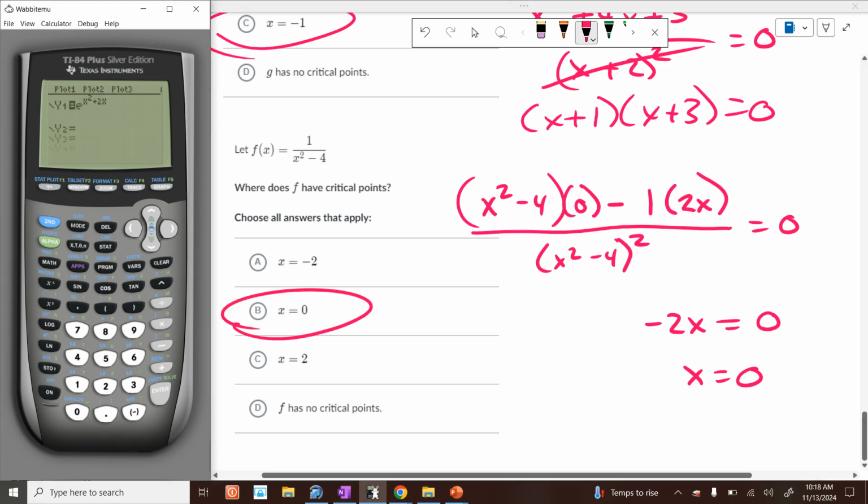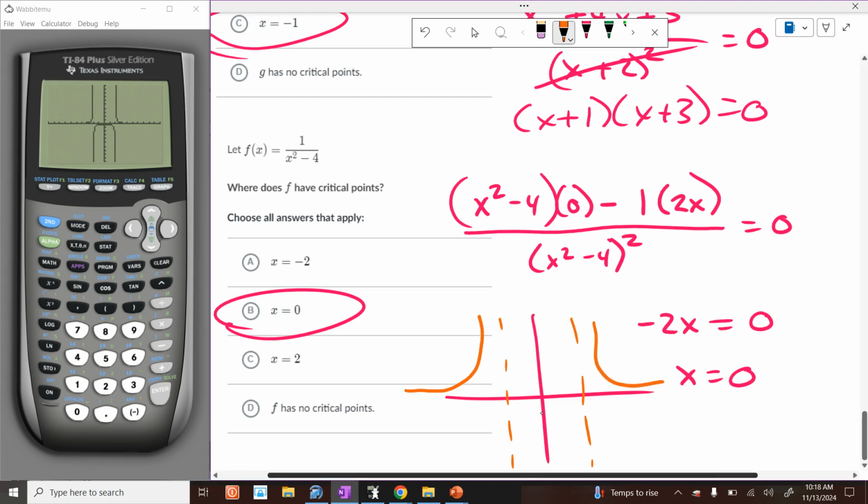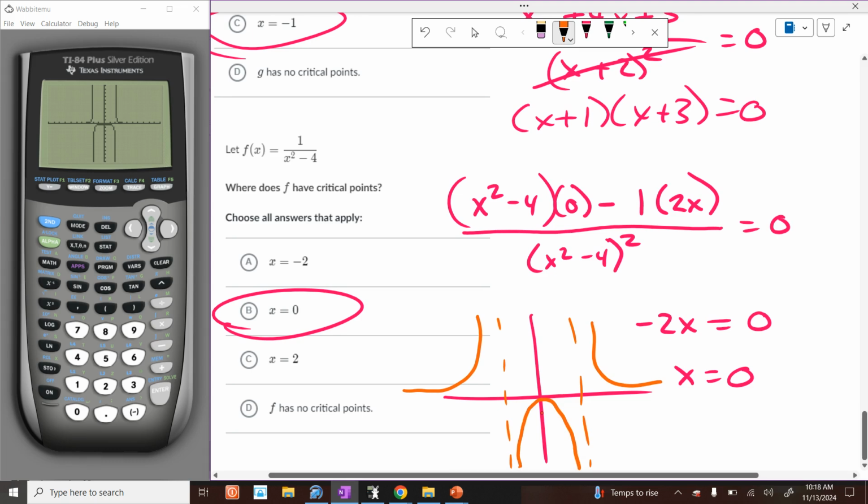If we want to check that, why it is the way it is, just put 1 over x squared minus 4 graph. And what happens is it's a function that looks like this, where we have an asymptote here, an asymptote here, and it goes like this, it goes like this, and it goes like this. And that's why it has a maximum right there. Okay? So I will put out the multiple assignments over this.